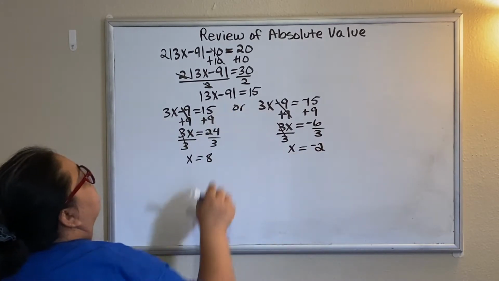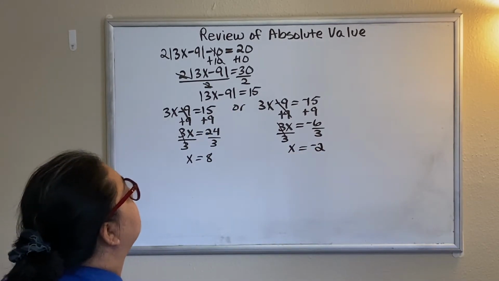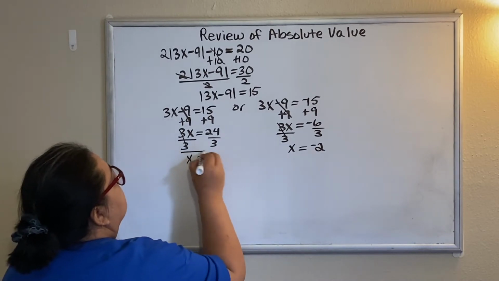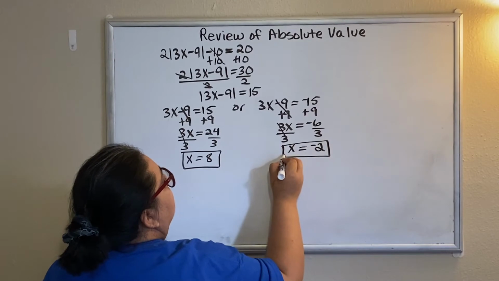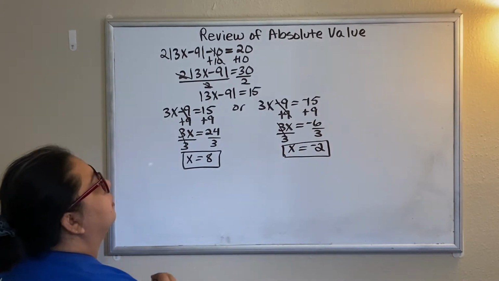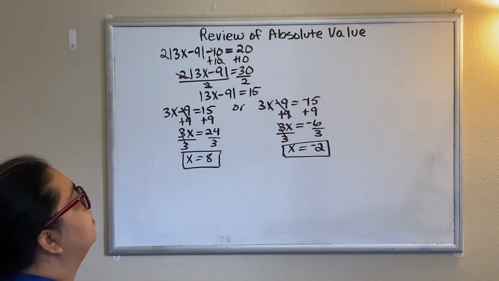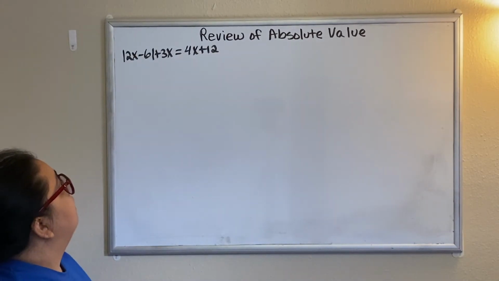Now, since this equals a number, we don't necessarily need to check our solutions. X equals 8 and x equals negative 2 are perfectly legitimate solutions, and we can stop right there and say we solved. Okay, here I have example 2.